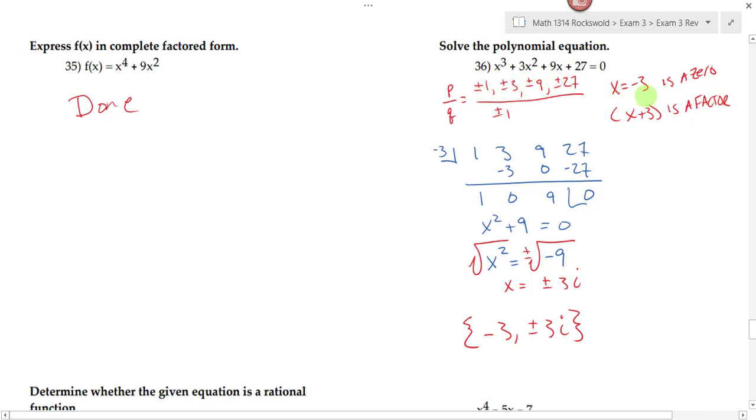So when I looked at the graph of the function, I saw negative 3 was my rational root, and then figured out I had two complex roots that I found when I did the synthetic division to work this down to a quadratic that I could then solve using the square root property.